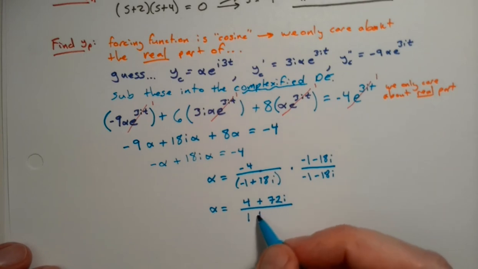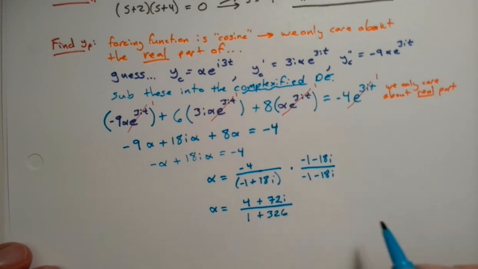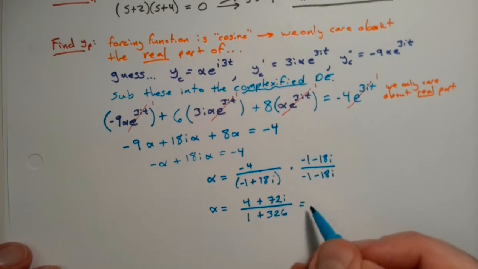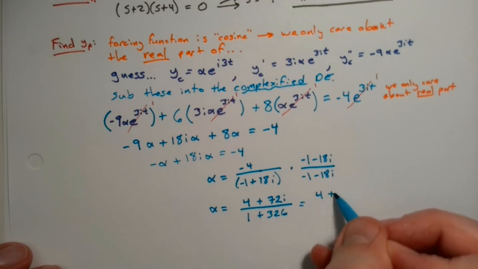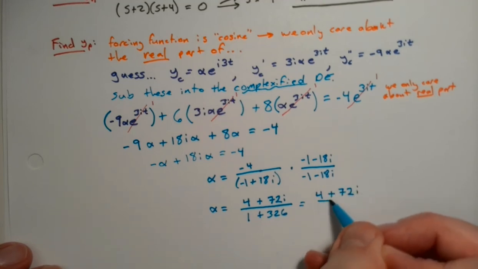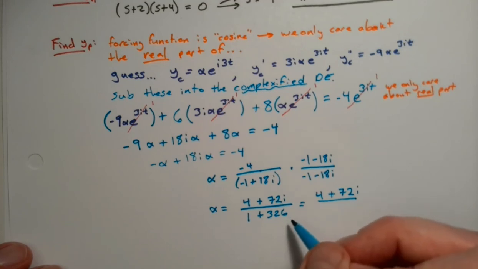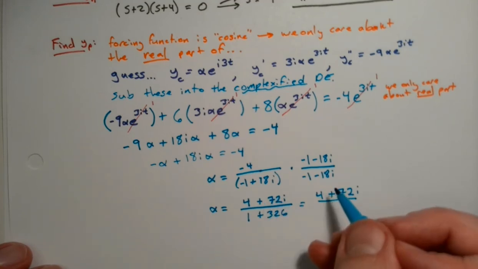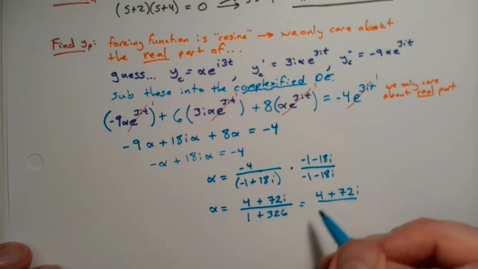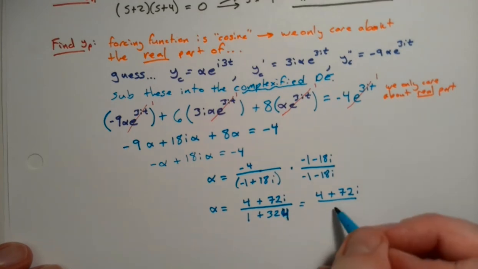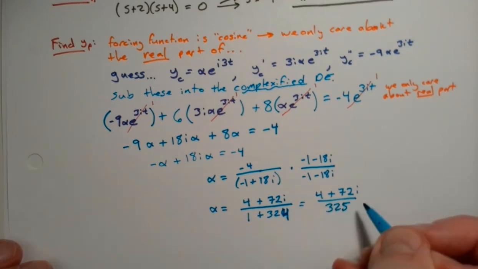negative 324, and it's going to be plus because we have the I squared times the negative. So the entire number winds up being 4 plus 72I on the top, and the bottom just winds up being... Did I do 326? 18 times 18 is 324. Did I do that right? Yeah, there we go, 324. So the bottom is 325 after we add the 1.